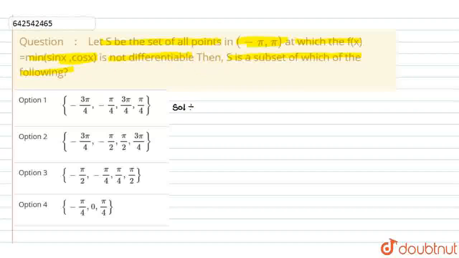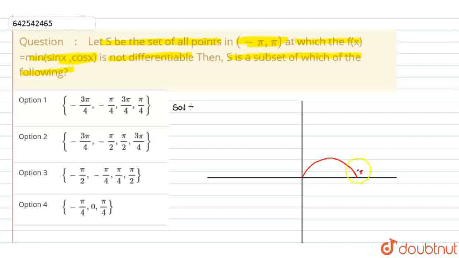First we have to make the graph of sin x and cos x from minus π to π. First we draw the sin x graph from minus π to π. We mark the value π here, make the graph up to π, and mark minus π here.